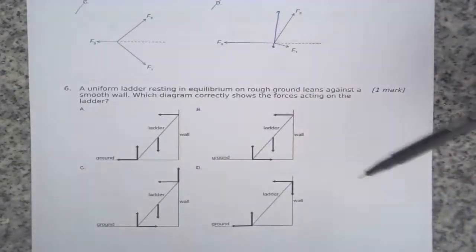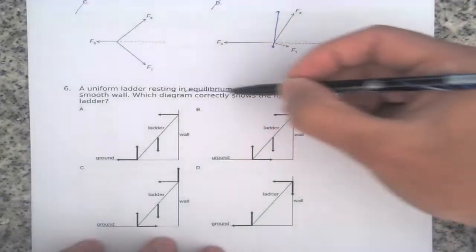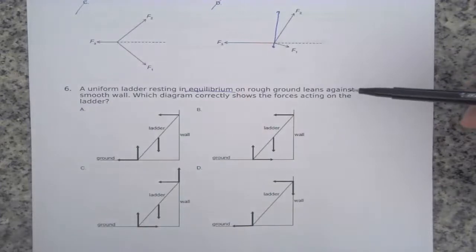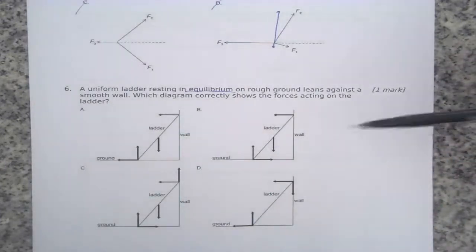Number 6 says a uniform ladder resting in equilibrium on rough ground leans against a smooth wall. Which diagram correctly shows the forces acting on the ladder?